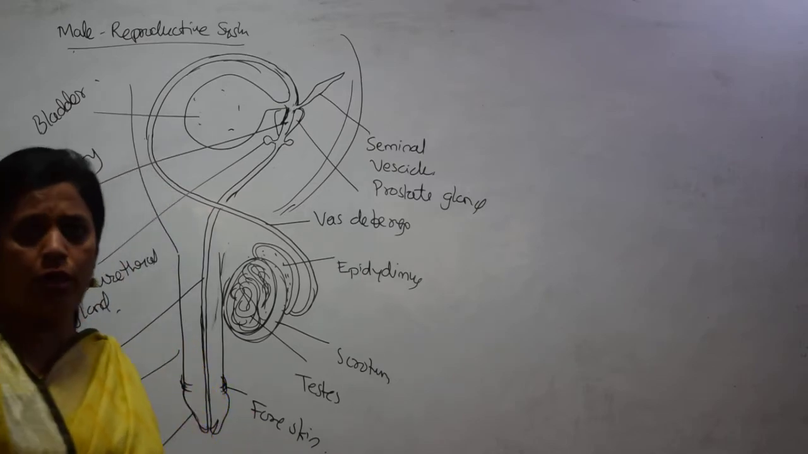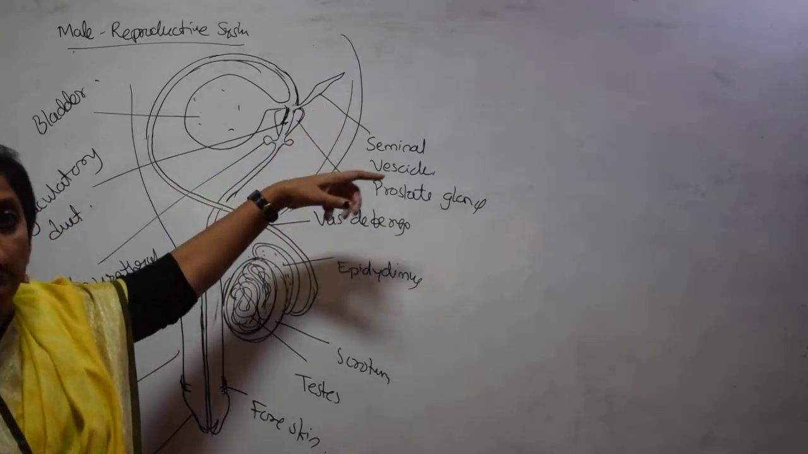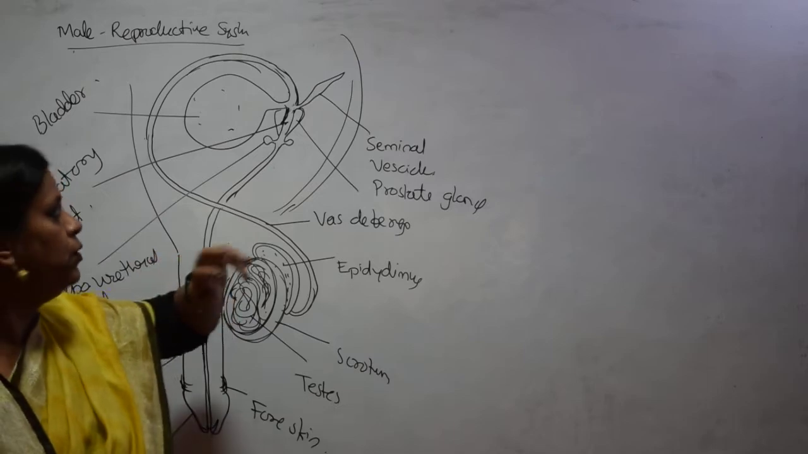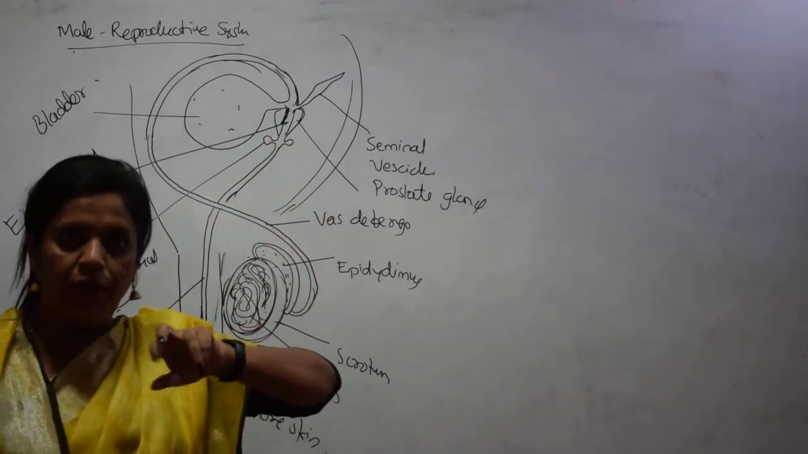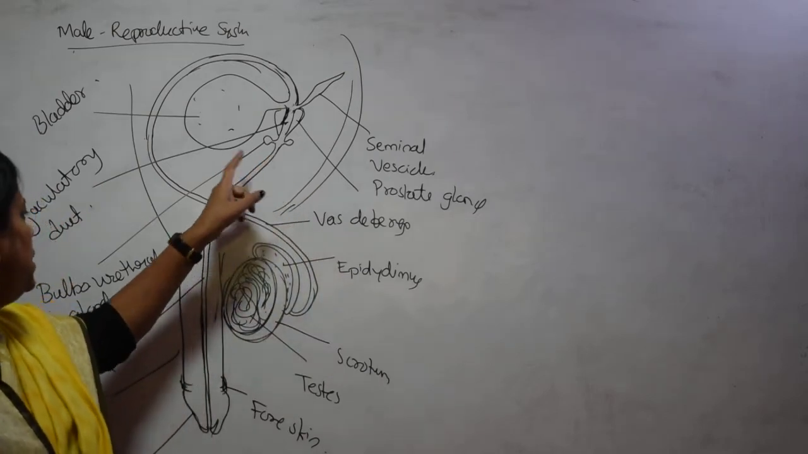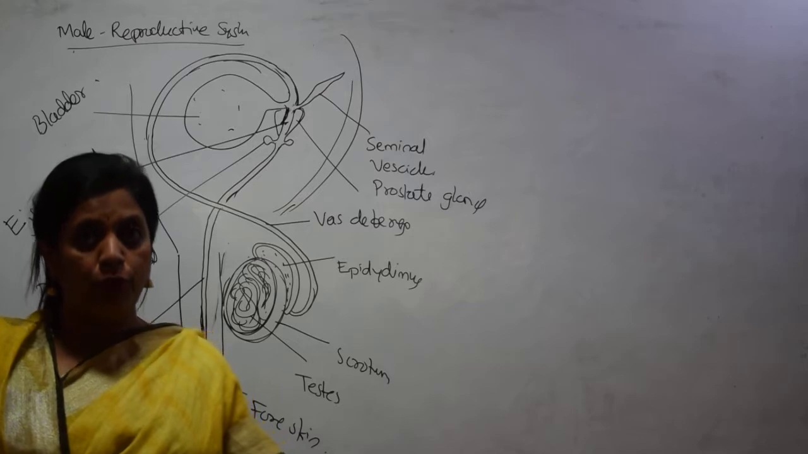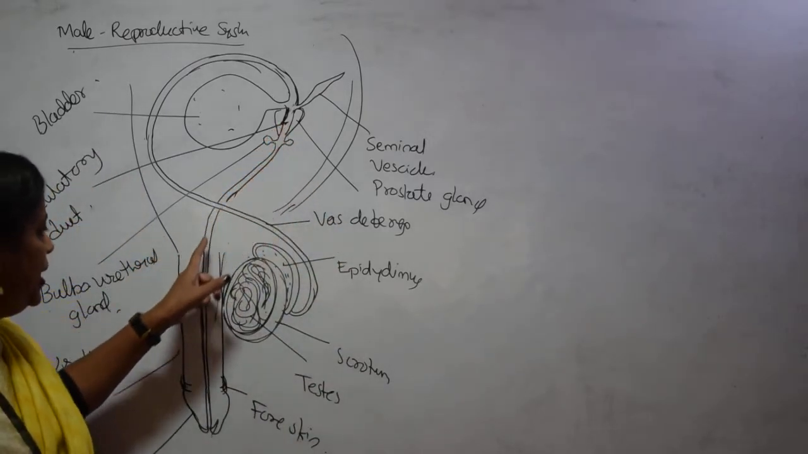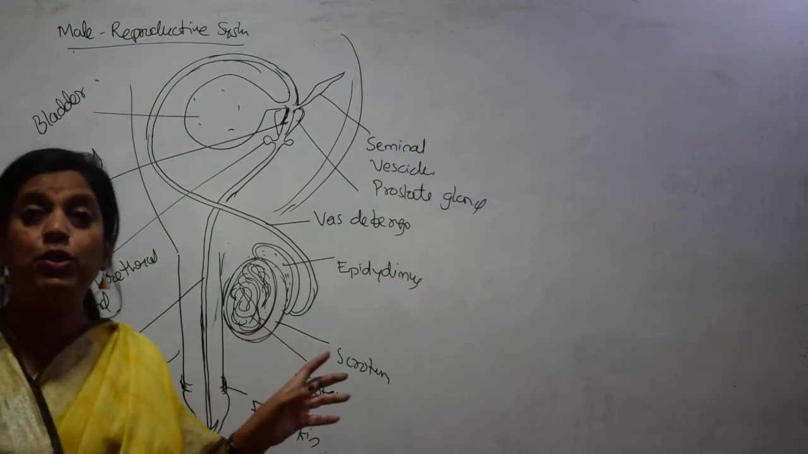And I think I have already told you about the various accessory glands, like the seminal vesicle producing the semen, which is a viscous-like fluid, and the prostate gland is producing another fluid which is nutritive in nature, and the bulbourethral glands produce the pre-ejaculatory fluid, which will be passing and cleaning the urethra, and it will save the sperms from the acidity of urine.